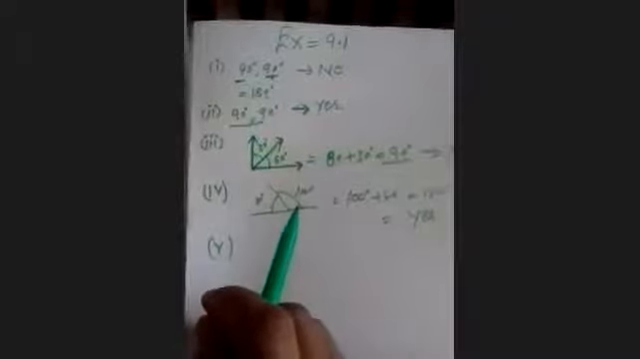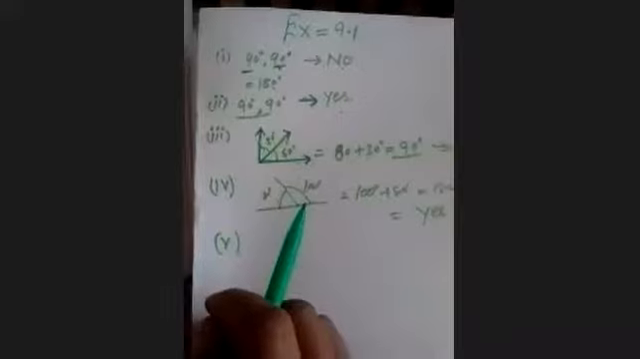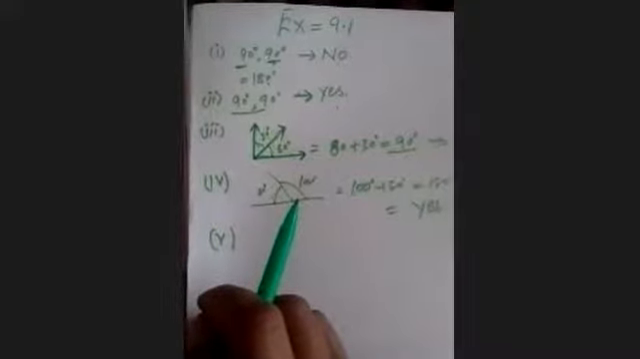Next is the fifth part. Can two obtuse angles be adjacent? Your answer is yes. दो obtuse angles adjacent हो सकते हैं. Next is sixth. Can an acute angle be adjacent to an obtuse angle?